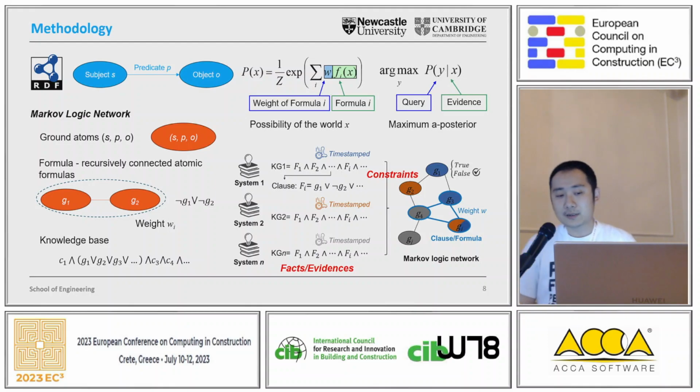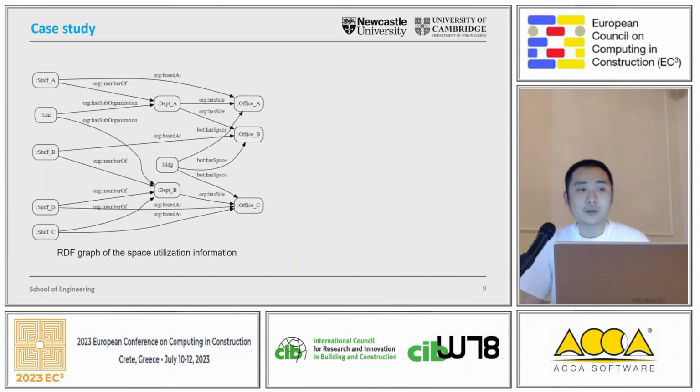What we do is use the facts, or what we call evidence, in this kind of knowledge graph or knowledge base, and then add the expert knowledge or other constraints, and then try to find the most likely world. So here's the case study. This is a fictional scenario.